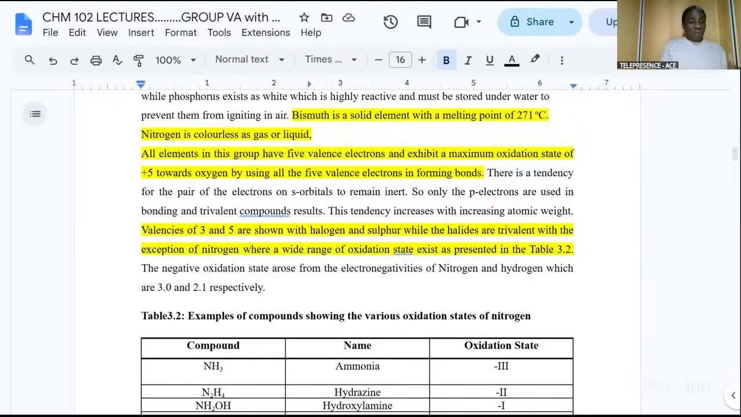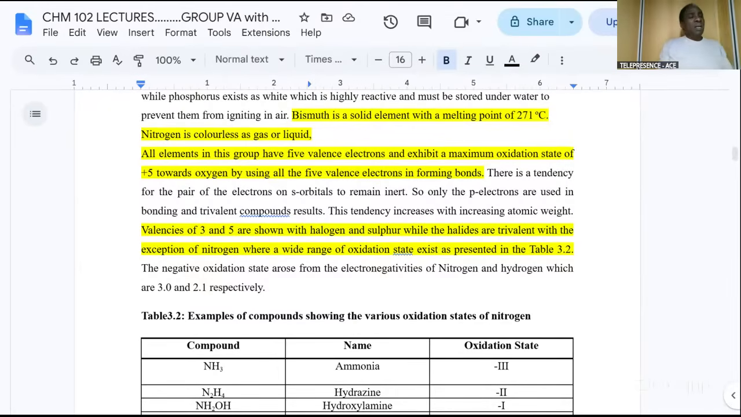There's a tendency for the pair of electrons on the s orbital to remain inert. This is important. So only the p electrons are used in bonding, and trivalent compounds result. What is this trying to tell us?